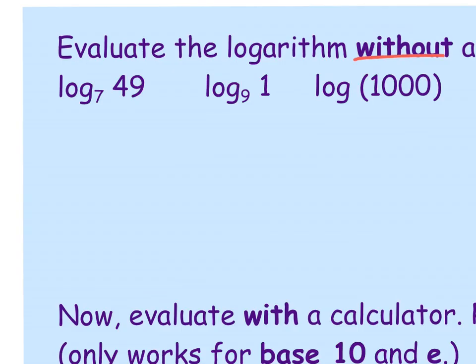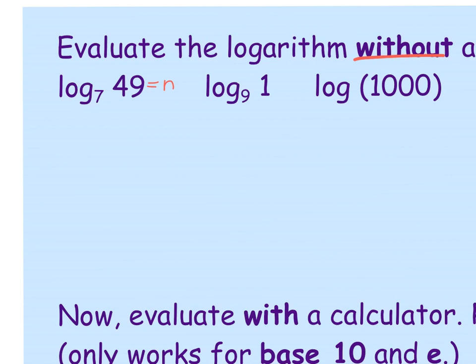Evaluating means you want to figure out what this equals. We're not just rewriting forms, but rewriting forms would be a way to help us. For example, log base 7 of 49. If you're asked to evaluate it, a great way to attempt that would be to try to loop it. But notice it's not an equation, so we have to set it equal to a variable. So I'm just going to pick n as my variable for these.